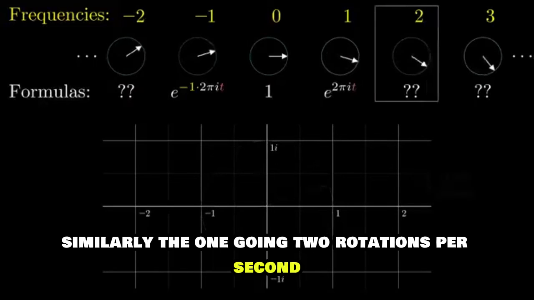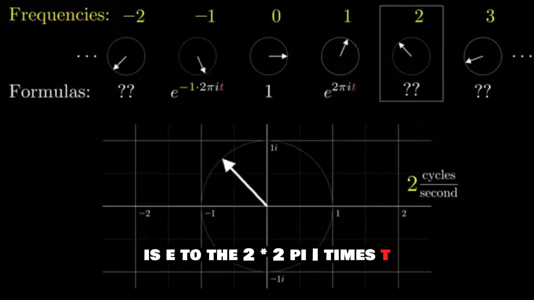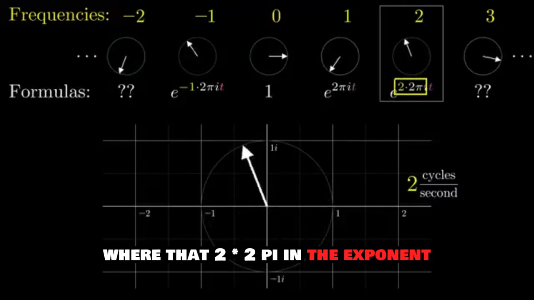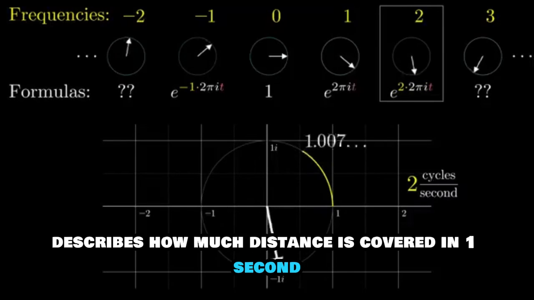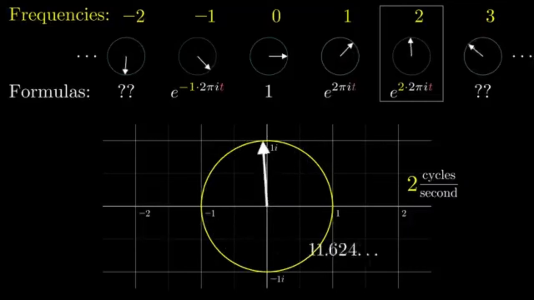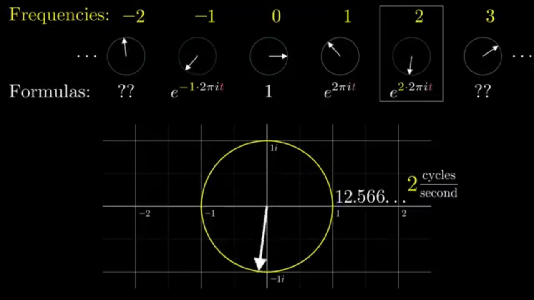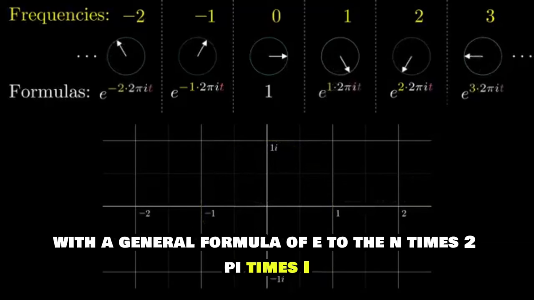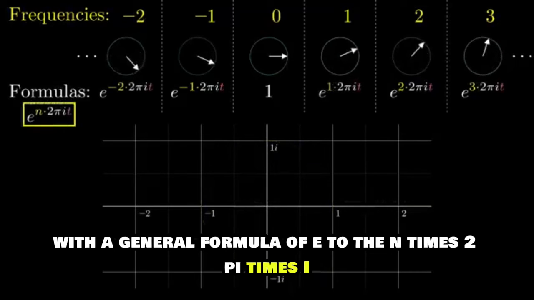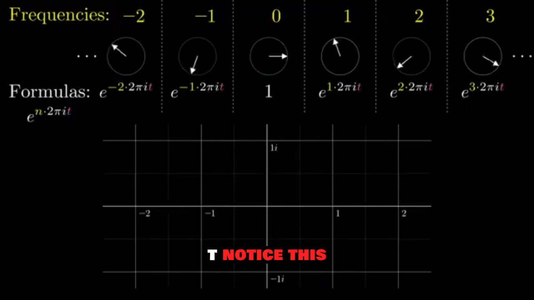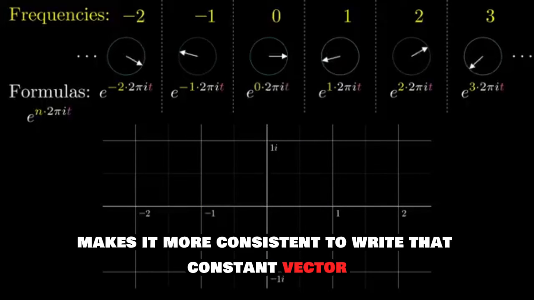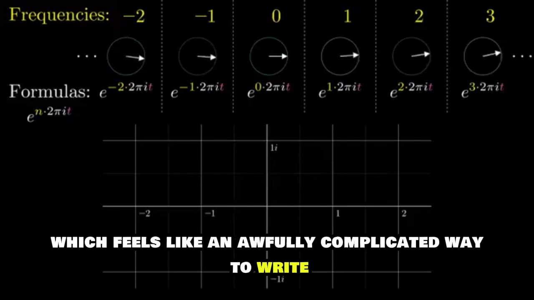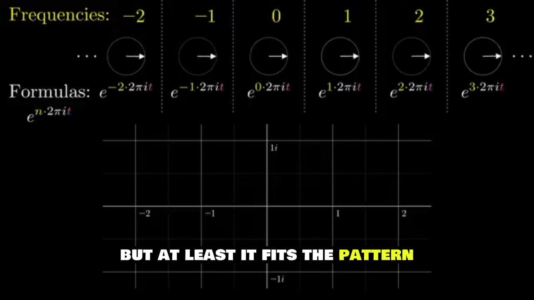Similarly, the one going 2 rotations per second is e to the 2 times 2 pi i times t, where that 2 times 2 pi in the exponent describes how much distance is covered in 1 second. And we go on like this over all integers, both positive and negative, with a general formula of e to the n times 2 pi times it. Notice this makes it more consistent to write that constant vector as e to the 0 times 2 pi times it, which feels like an awfully complicated way to write the number 1, but at least it fits the pattern.